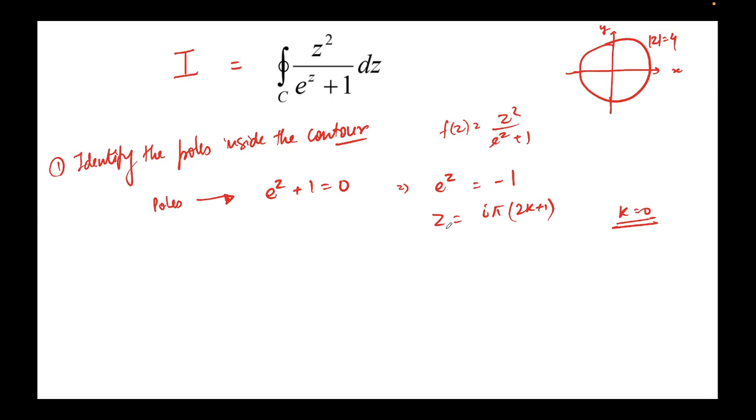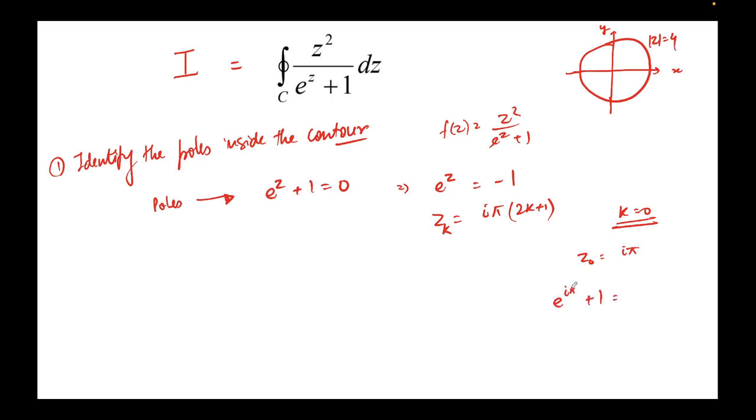Right, so there will be many poles, not just one pole, there will be many, many poles. So let's say k equals 0. The first pole I can write as z0 equals i pi. Let's try to find the value of the expression for the denominator, e to the power z plus 1. So I'll write e to the power i pi plus 1.